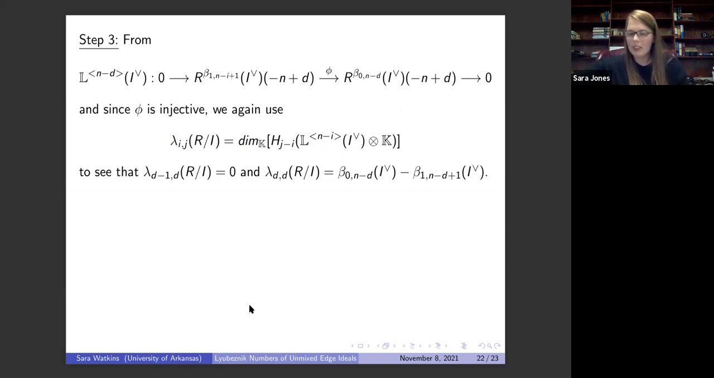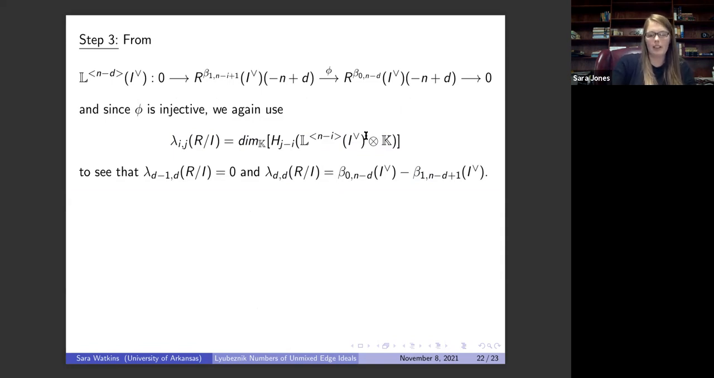And again, we can use this linear strand, calculate the homology of it, and thanks to Montaigne and Vahidi, that will give us the Lubeznik number. So again, notice that phi is injective, and that's what makes this homology easy to calculate. That tells us that the d minus 1, d Lubeznik number is going to be 0. And the highest Lubeznik number is given as the difference of those two Betti numbers.